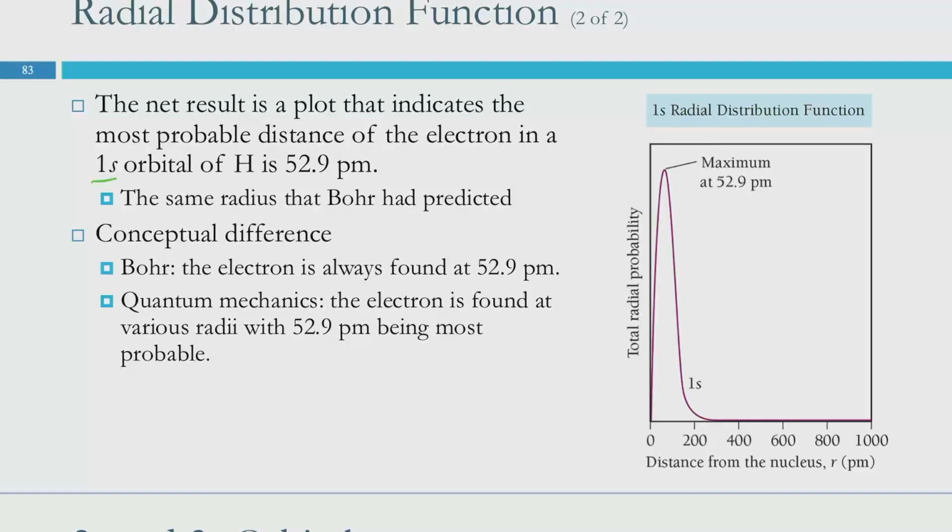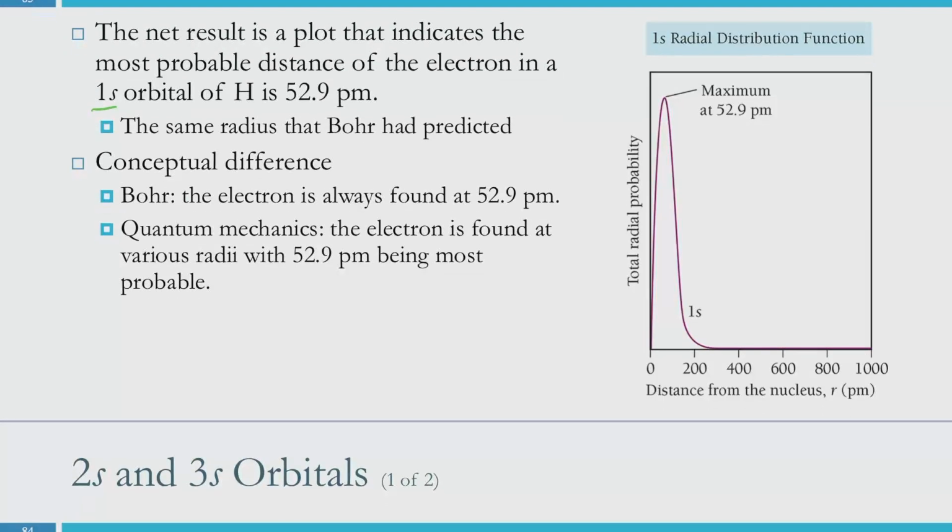So the orbits that we saw with Bohr are not entirely inaccurate. It's just that the electron can be found a little bit inside of that, or a little bit outside of that. Where Bohr said the electron is always found at 52.9 picometers, quantum mechanics says the electron is most likely found at 52.9 picometers, but it could be a little outside, it could be a little inside. It's just on average, generally in that 52.9.